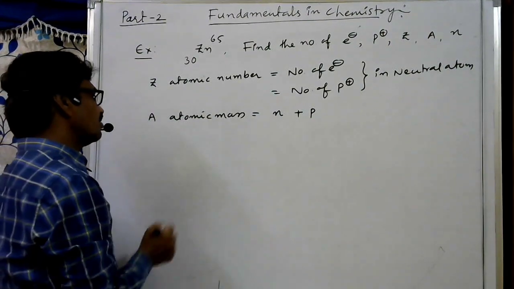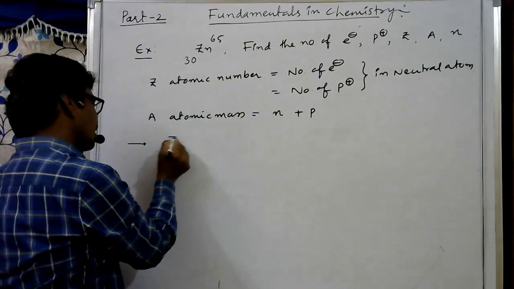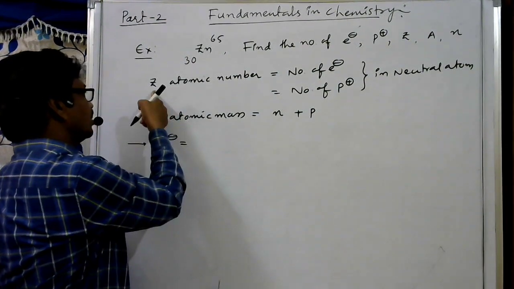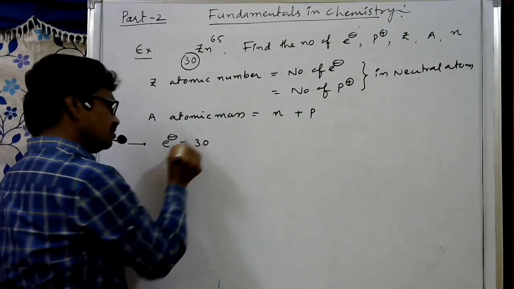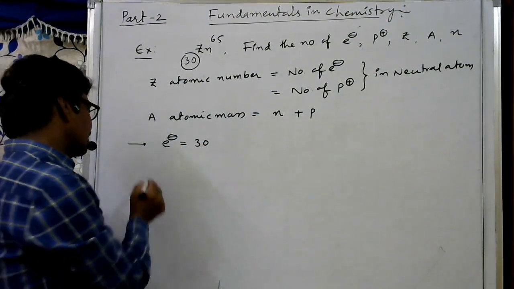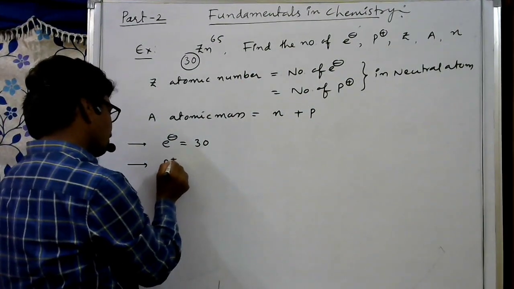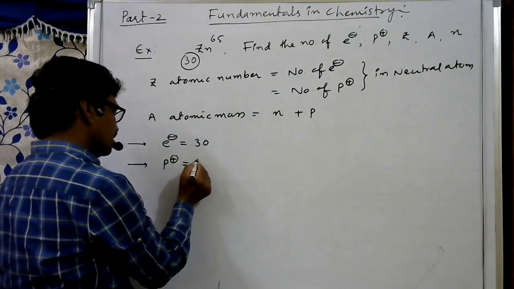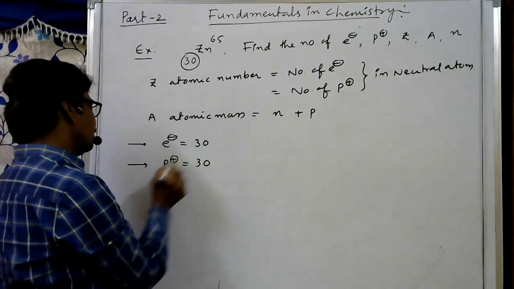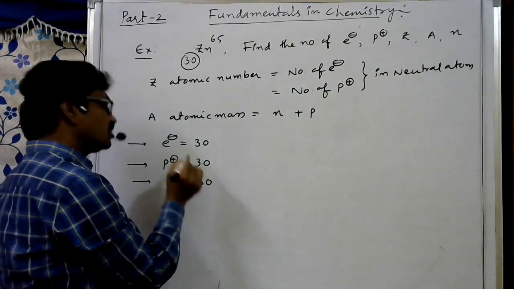So from this we can find now. First they are asking about electrons. Electrons are equal to atomic number, which is 30. Number of electrons is 30. Then the second thing they are asking is protons. Number of protons in a neutral atom is again equal to atomic number, that is 30. Then they are asking about Z. Z is atomic number, that is also 30.